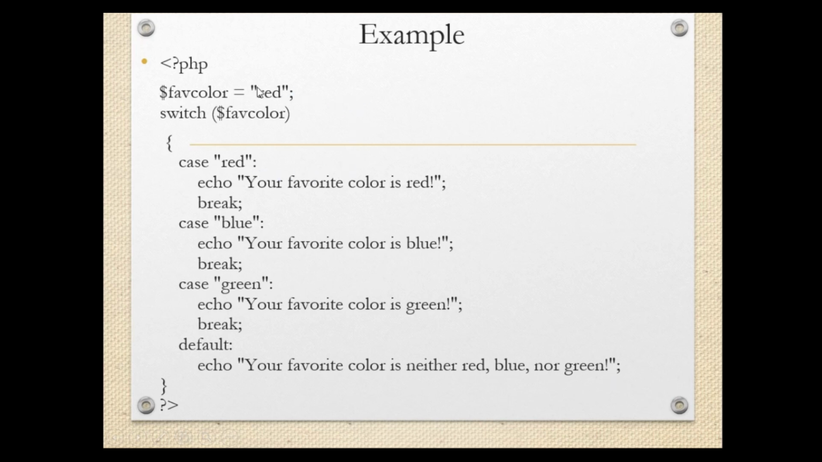Okay, now student, if I declare this as yellow, right now I have not taken any case yellow, so automatically it will go in my default, because your favorite color is neither red, blue nor green. But if I take favorite color equal to blue, automatically it will go in my second case, that is case blue, and the output will be your favorite color is blue. Right now we have taken the favorite color equal to red, so it will be in the first part, that is your favorite color is red. So this is the working of the switch case.